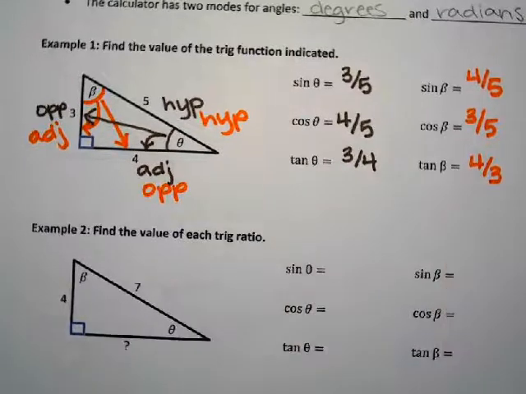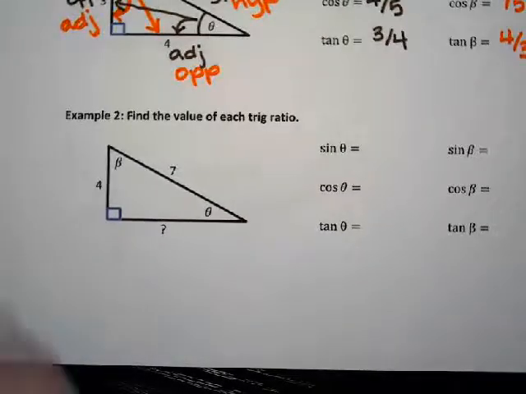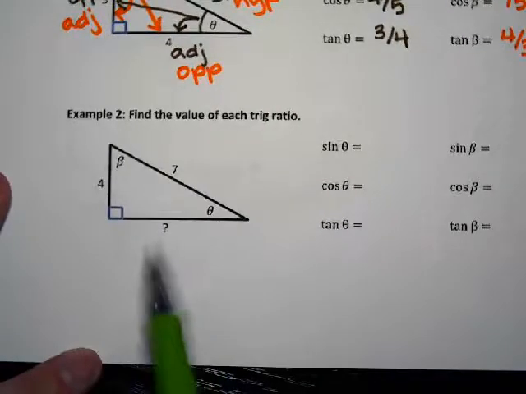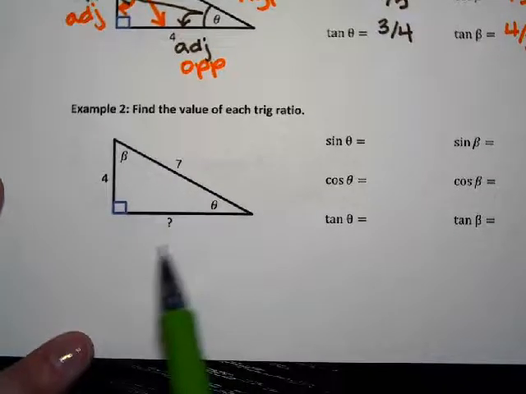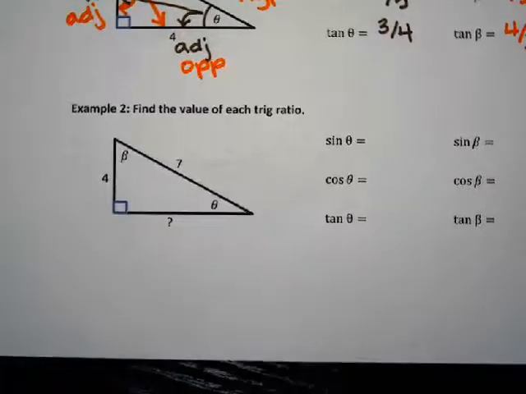Pretty good? Okay. Now, example 2, they gave us a triangle, but one of the sides is missing, so we're not going to do any work until we can do something to find the missing side. What do we know about finding a missing side length in a right triangle? Yeah, Pythagorean Theorem. Okay, so let's go ahead and do that.